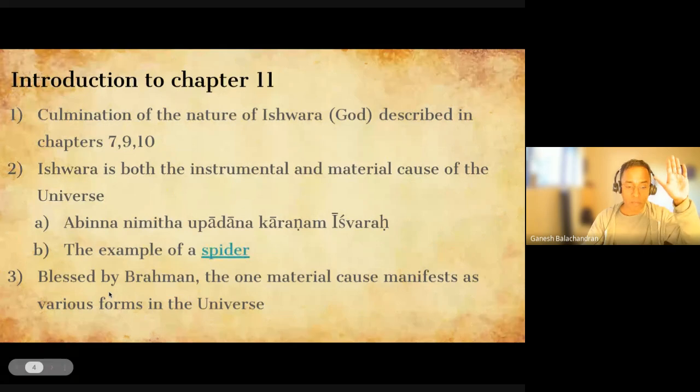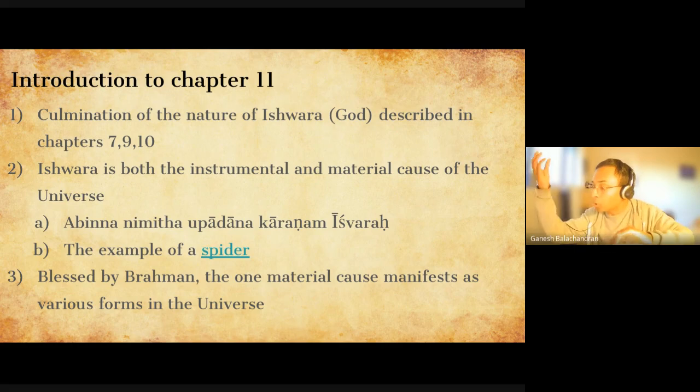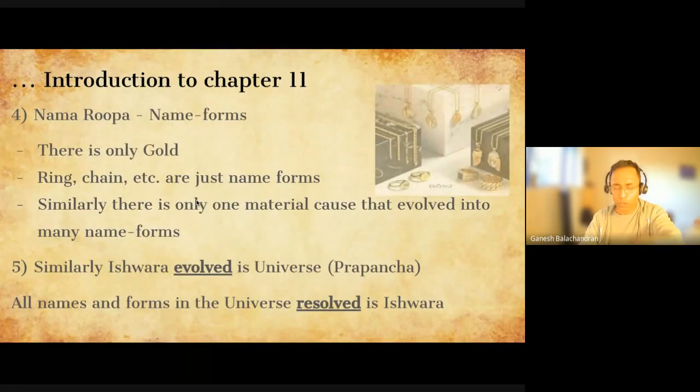And blessed by the Brahman, the intelligent cause, this one material cause manifests as various forms in the universe. So Bhagavan says, I am the material cause of this entire universe, consisting of both the para and the apara prakriti. The universe is nothing but God evolved with different nama rupa, names and forms. And we will see that in the next point. Very important point. We've seen that in the 7th chapter in great detail. I will explain it again.